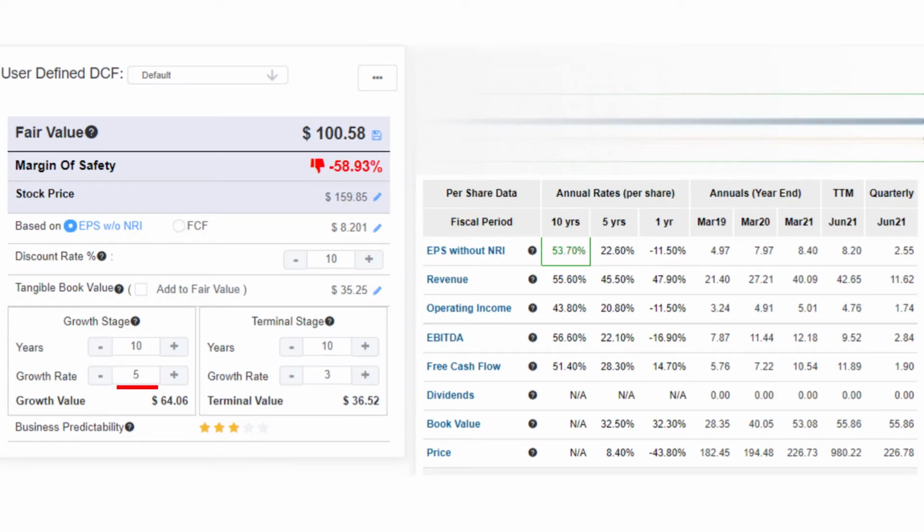The third scenario we're going to use is if the company doesn't grow much. It really misses a lot of these projections, and we're going to use a growth rate of 5% per year. All of the numbers are going to stay the same otherwise. So in this scenario, it would give us a fair share price of $100 per share.